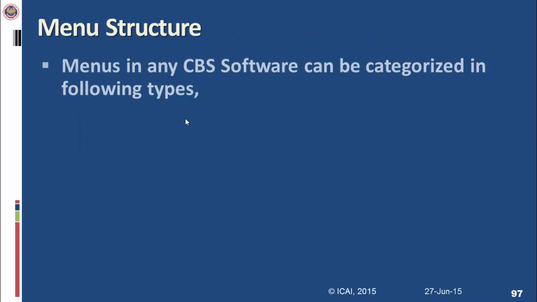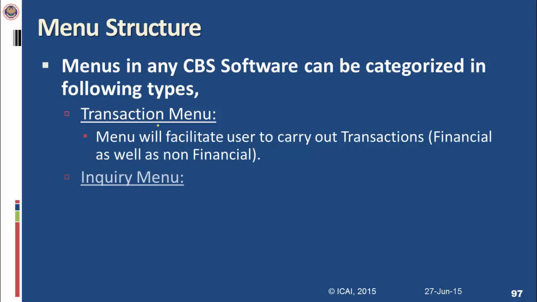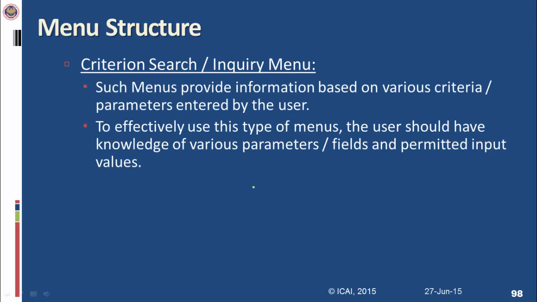Menu structures. Menu in any CBS software can be categorized into the following types: transaction menu, inquiry menu, and criterion-based menu. Transaction menu will facilitate the user to carry out transactions that are financial as well as non-financial. Whereas inquiry menu will provide access to the information for the transactions that have already been recorded. Right.